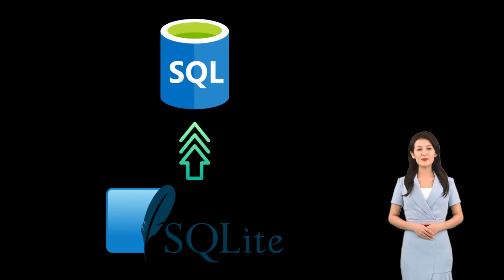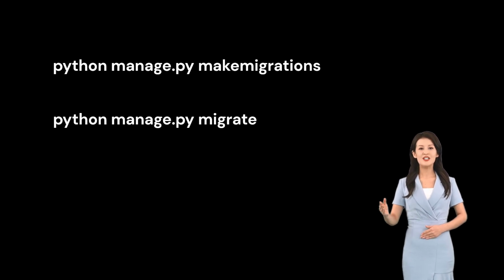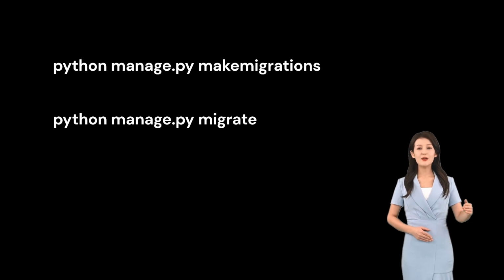In this video, I'll take an existing Django project and show you how to migrate from SQLite 3 to Azure SQL. We'll modify the existing database, make migrations, and then migrate the database. First, update your settings.py to point to your new Azure SQL database. Then, run the following commands: python manage.py makemigrations, python manage.py migrate, and just like that, your database is now running on Azure SQL.